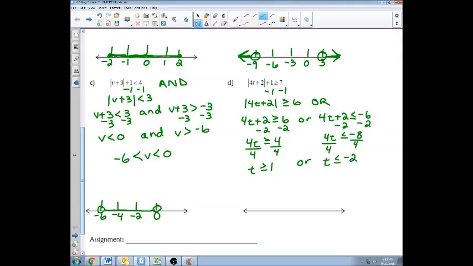Okay, so I'm going to go negative 2, negative 1, 0, and 1. They are both greater than or equal to or less than or equal to, so they're both going to have a closed circle at each point. If I look at t is greater than or equal to 1, it will be to the right, shade to the right of 1. Then I have t is less than or equal to negative 2, so then I'll go ahead and shade to the left of negative 2.